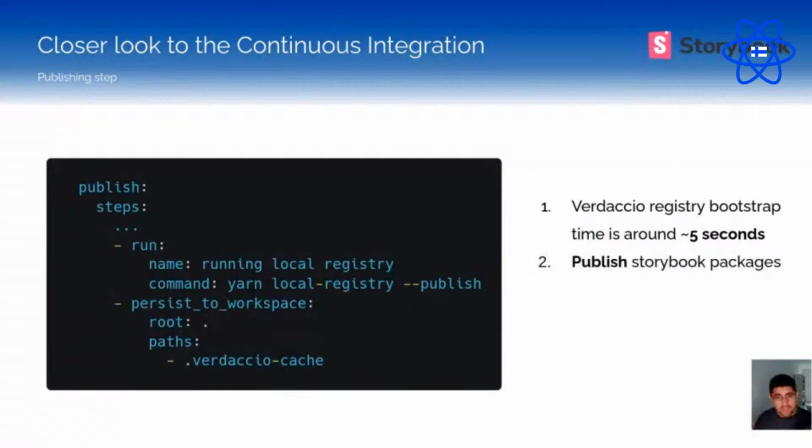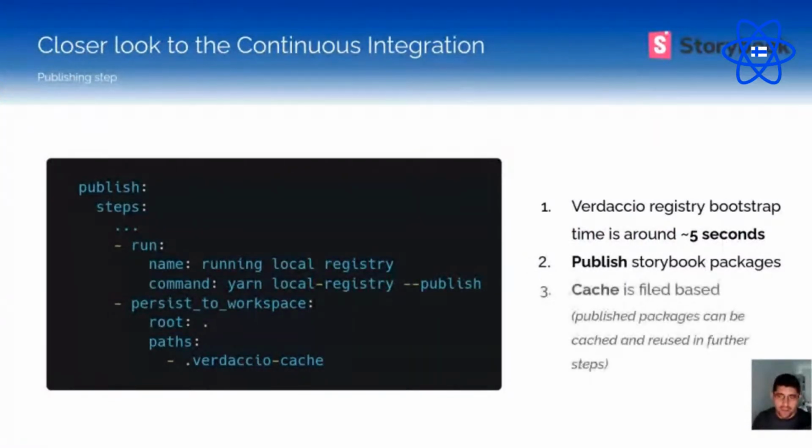A second step, they publish all the packages to the registry. And then Verdaccio caches all these packages. Since Verdaccio is a file-based system, it's just storage, just a folder. You can just copy it to another step, or cache it somewhere else. Of course, as responsible citizens, we stop the registry. We don't want to leak resources.